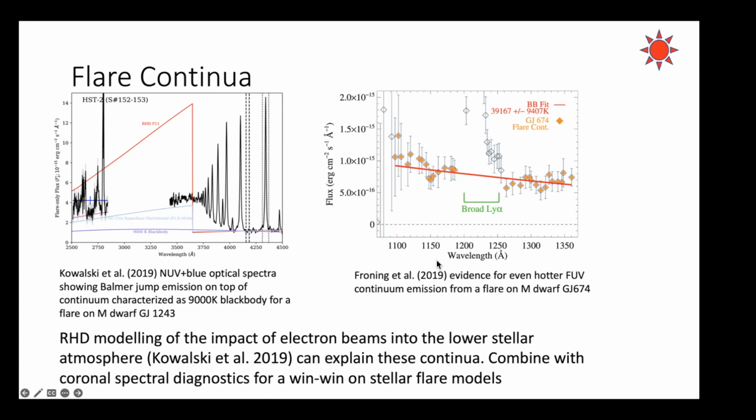And radiative hydrodynamic modeling shows that this continuum is being produced by electron beams in that standard flare scenario, hitting the lower atmosphere and ablating the material into the corona. So combining this with spectral coronal diagnostics would give us more information about being able to pin down those stellar flare models.